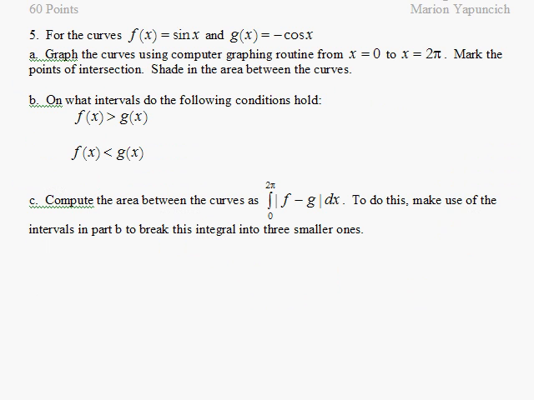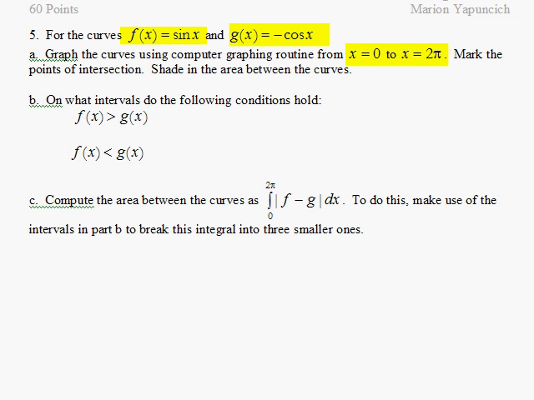Looking at the homework again, this is homework 6A, problem number 5. We have the same problem that was demonstrated in the lecture with a difference in sign here. In this case, though, the function f of x is going to be the sine of x. G is going to be minus the cosine of x, and you need to graph it between 0 and 2 pi.